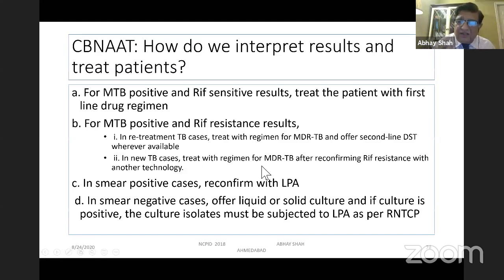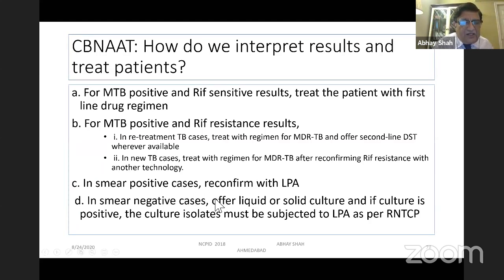But if you have detected AFB either in the smear or the CBNAAT is positive, then in the smear positive cases, you reconfirm your sensitivity with the help of the line probe assay. So line probe assay should be subjected only to a positive sample, whereas CBNAAT is to be subjected to all samples, whether they are negative or positive. So this line probe assay is to reconfirm.